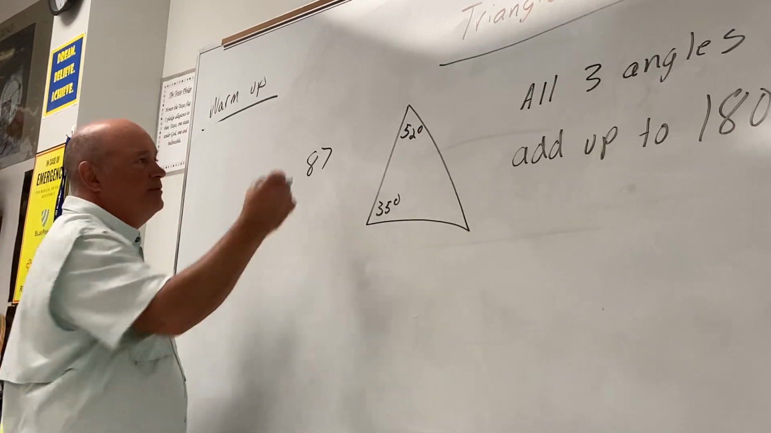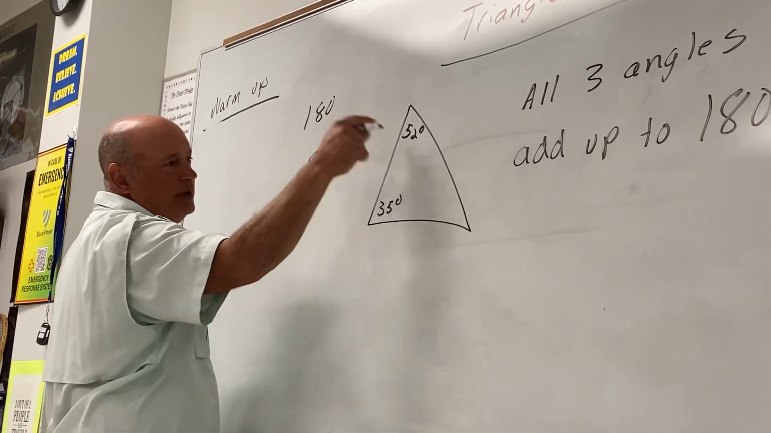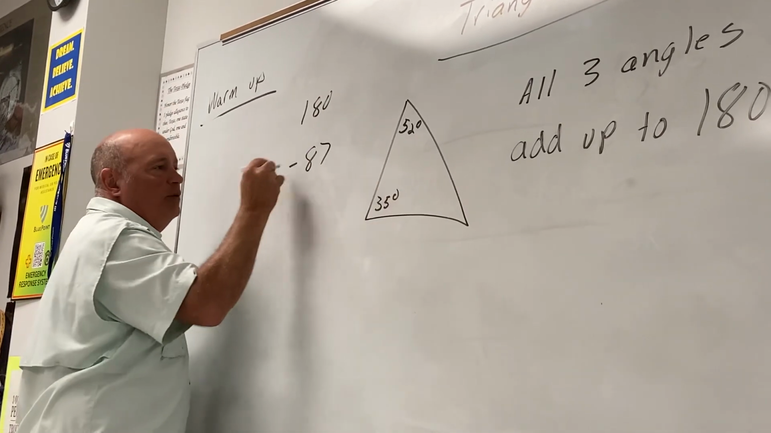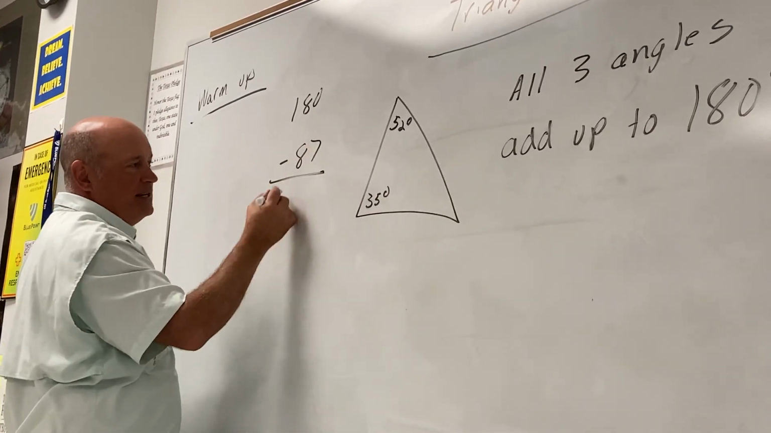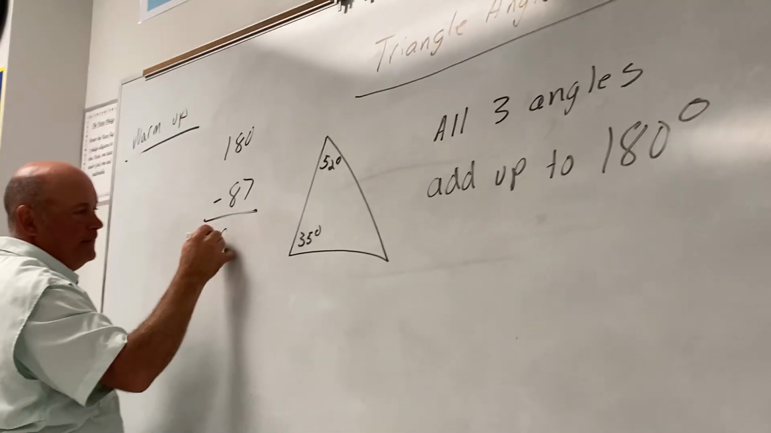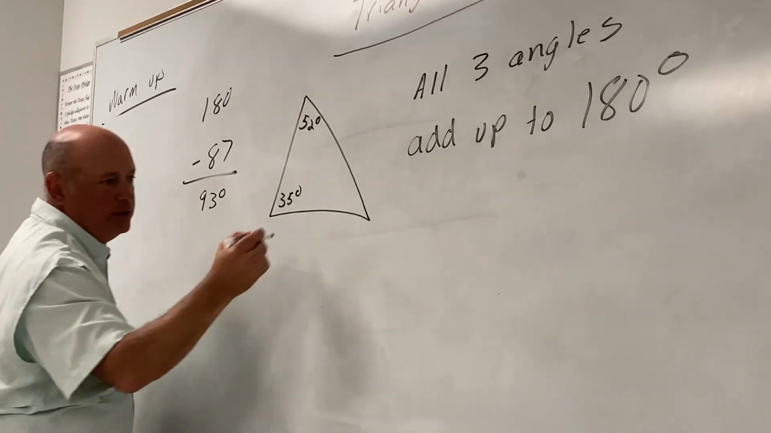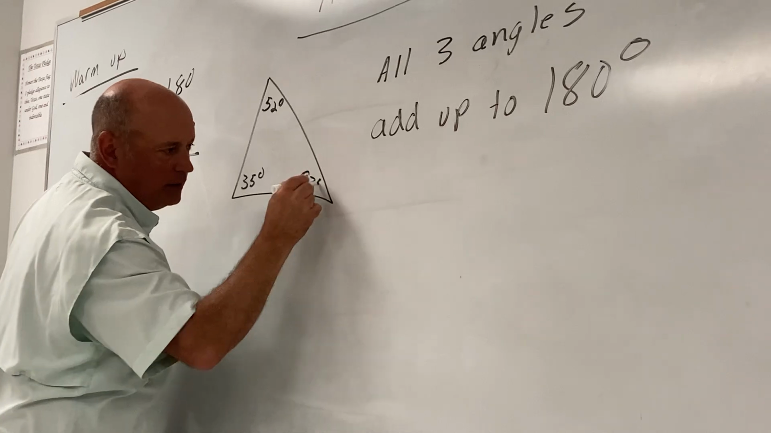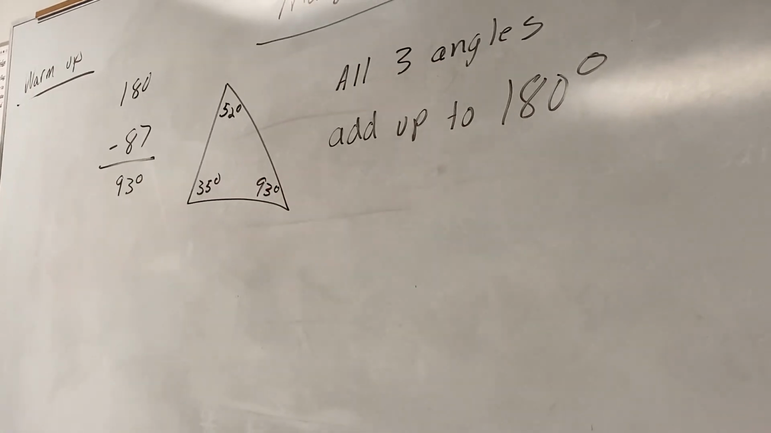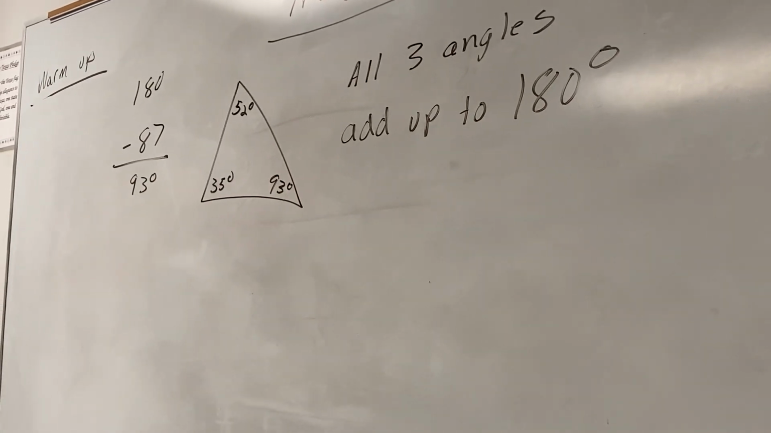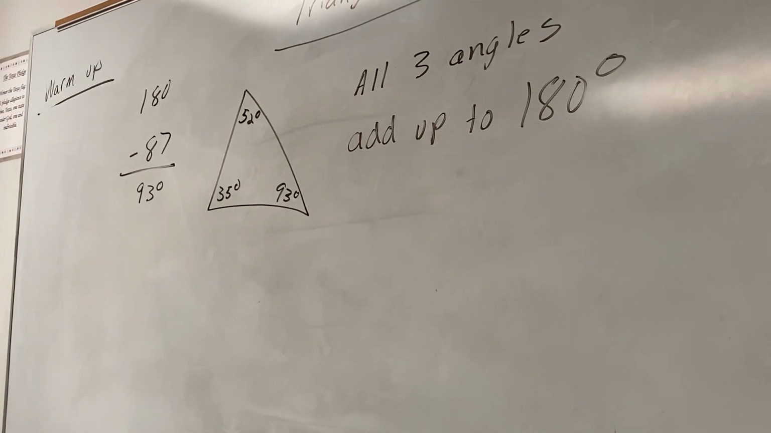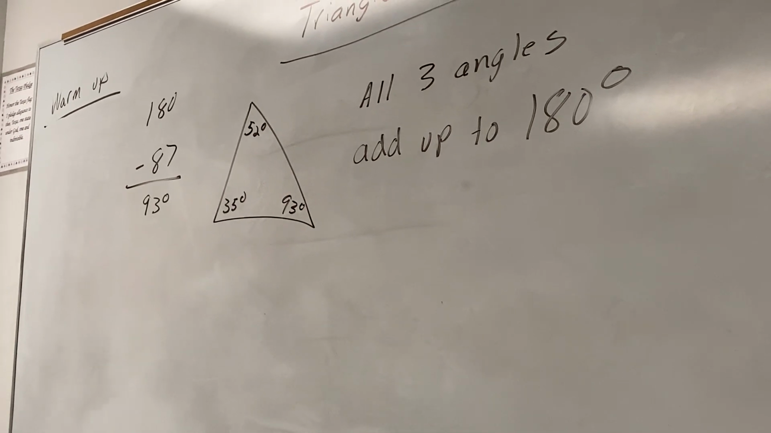Subtract that from the total, because all three have to add up to 180. 180 minus 87, what is that? 93. So this angle over here would have to be 93 degrees, because all three angles must add up to 180. Questions so far? All right.